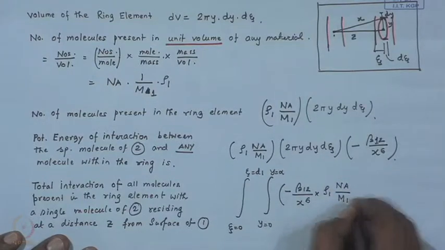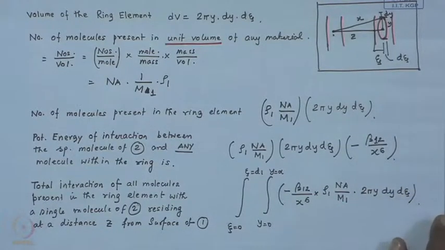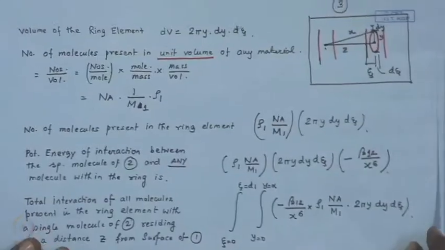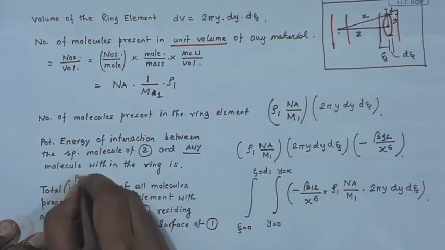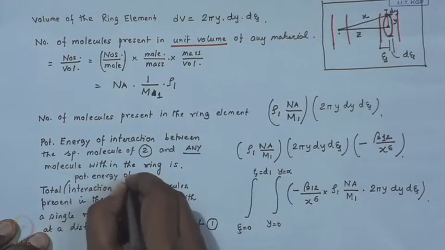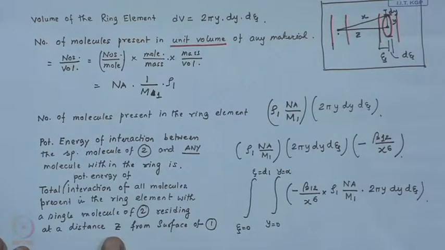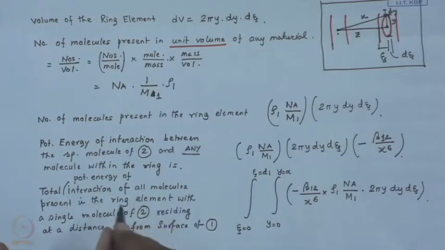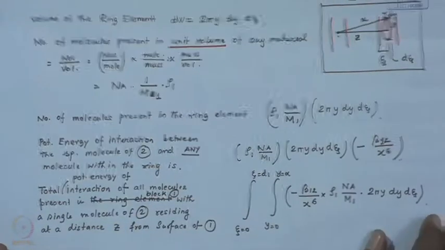by m 1 into 2 pi y del y del zeta. Now, this is the expression of the total potential energy of interaction of all molecules present in the ring element with a single molecule of 2 residing at a distance z. I am a little sorry, this is not the total energy of interaction of all molecules present in the ring element, but of all molecules present in block 1. That is why we do the integral.